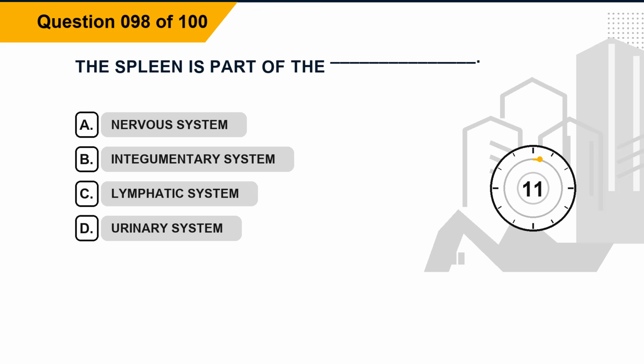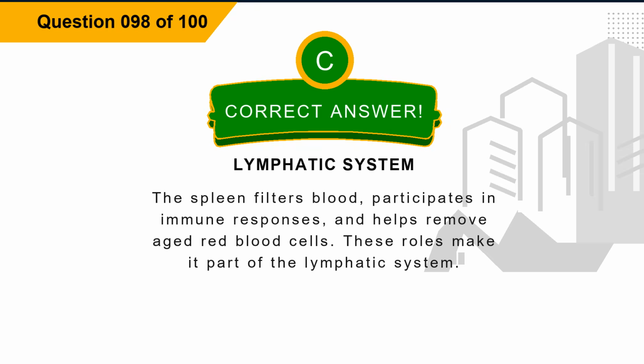Question 98. The spleen is part of the blank. Option A, nervous system. Option B, integumentary system. Option C, lymphatic system. Option D, urinary system. The correct answer is option C, lymphatic system. Explanation: the spleen filters blood, participates in immune responses, and helps remove aged red blood cells. These roles make it part of the lymphatic system.